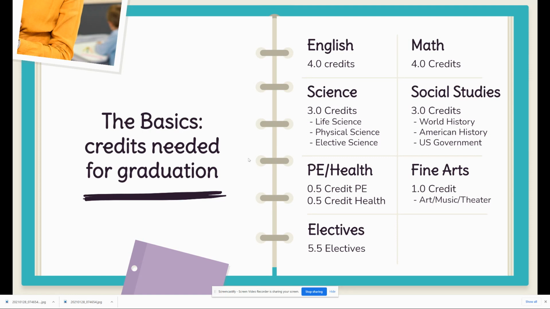government. You also need to fulfill a PE and health requirement, as well as 1 full credit of fine arts, which can be visual arts, more classes that are in the art department, or performing arts. Typically, those are in the music department or theater department. In addition to that, you also need to earn 5.5 electives for a total of 21.5 credits by the end of your senior year.